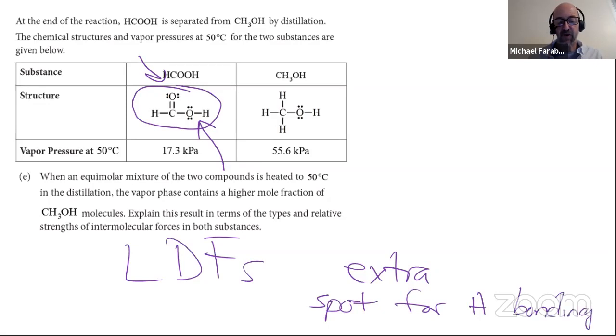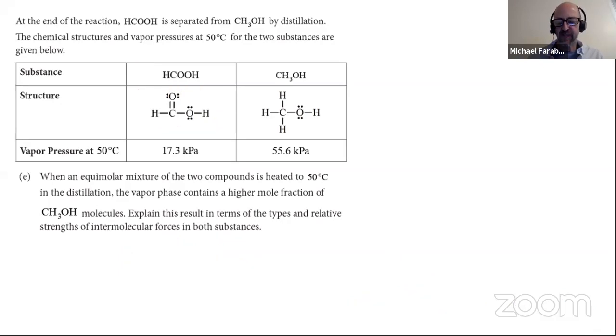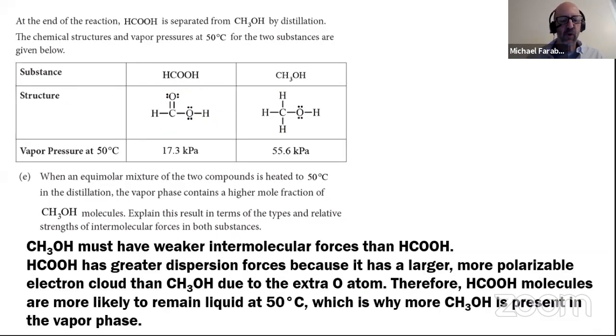That would indicate that there should be stronger intermolecular attractive forces, which the HCOOH has a little bit more than the CH3OH. Okay, so you could have said CH3OH must have weaker intermolecular forces than HCOOH.